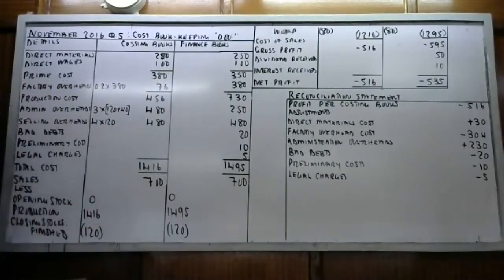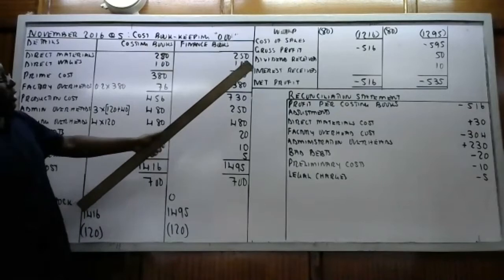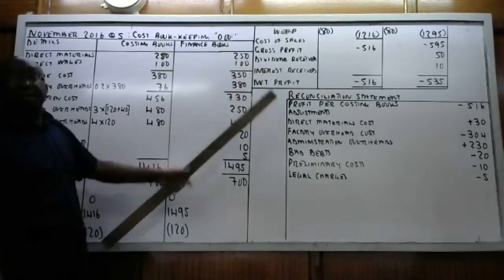Haya, sales zinafanana, opening stock zinafanana. Hii production cost hata kama hazifanani, we will not get the difference because remember hizi ni totals, so they are already included. Hii finished goods closing stock zinafanana, huko hakuna shida. So mahali kwingine tuko na tofauti ni hapa kwa dividends received.